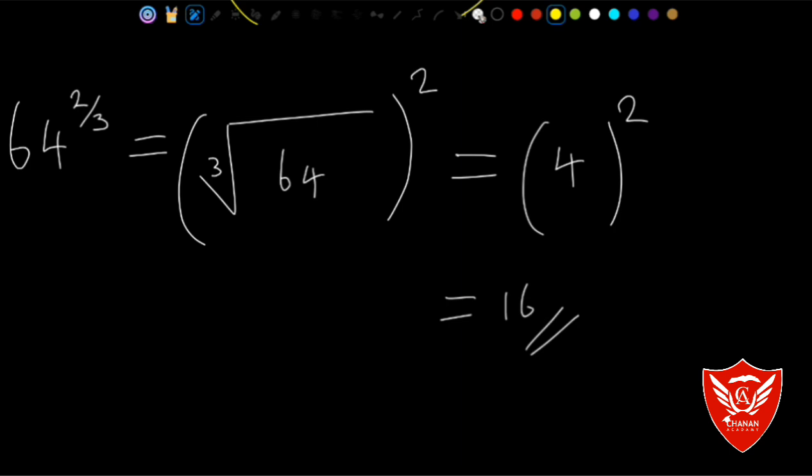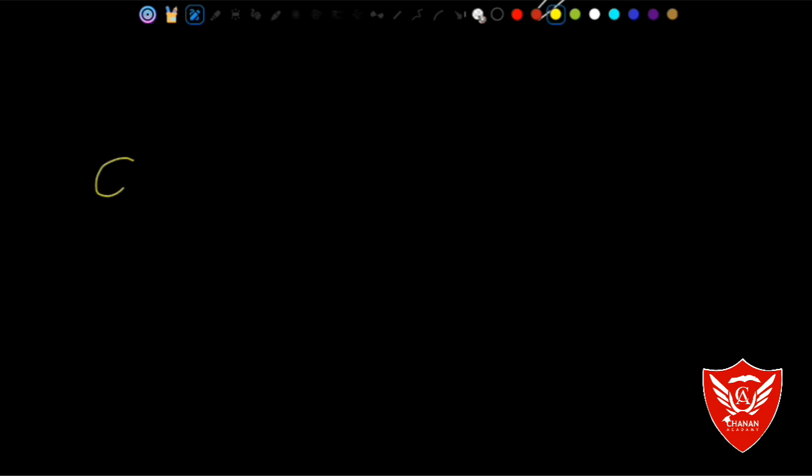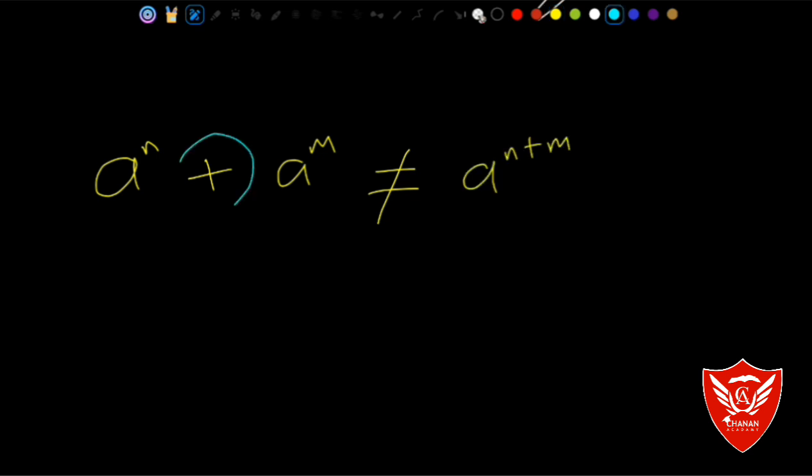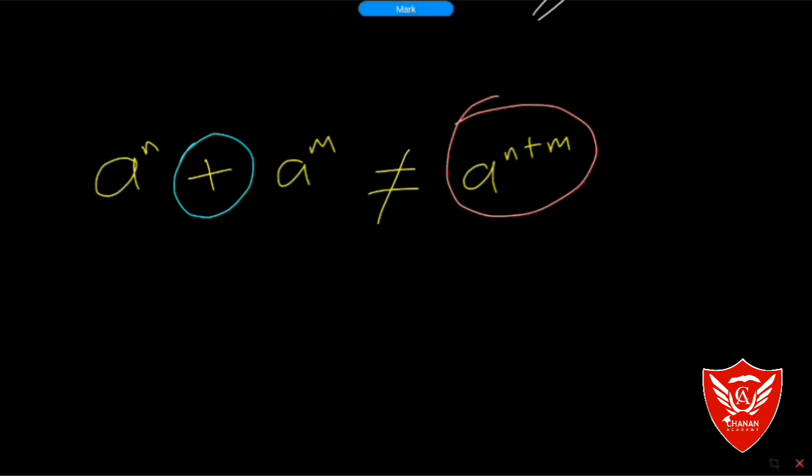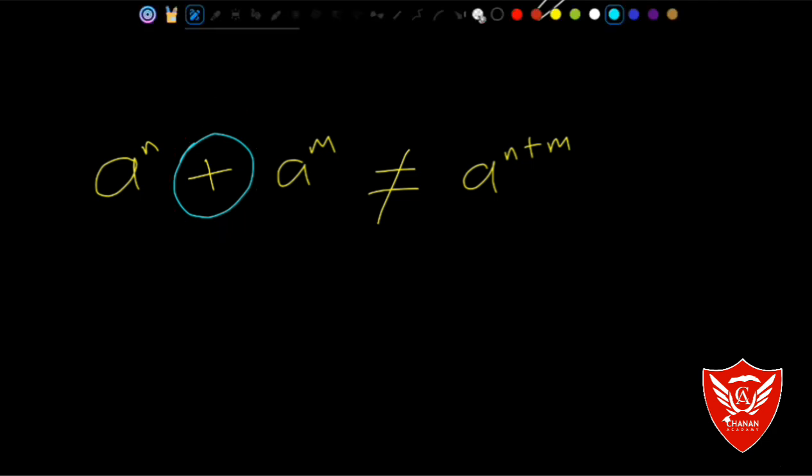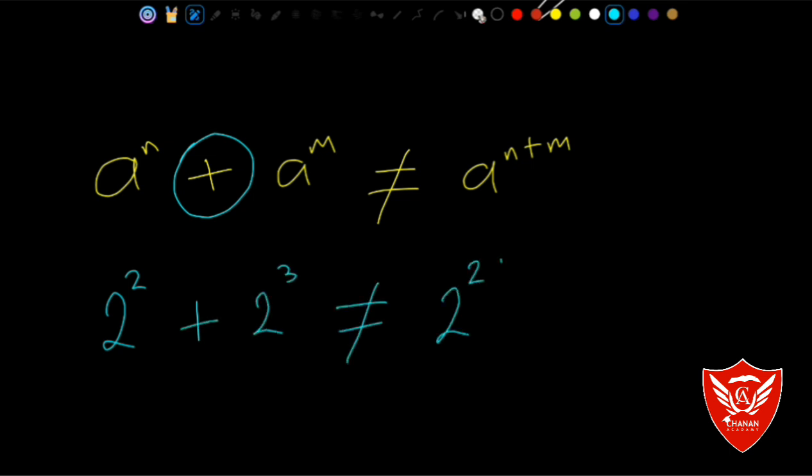Alright, before we go into some examples, let me quickly explain something that is a bit confusing for some students. If we have a raised to the power of n plus a raised to the power of m, this is not equal to a raised to the power of n plus m. Now take note of this sign. It is plus. This can only be true if this sign is multiplication. Take note of that. For example, we have 2 raised to the power of 2 plus 2 raised to the power of 3. Now this is not equal to 2 raised to the power of 2 plus 3. So this is not equal.